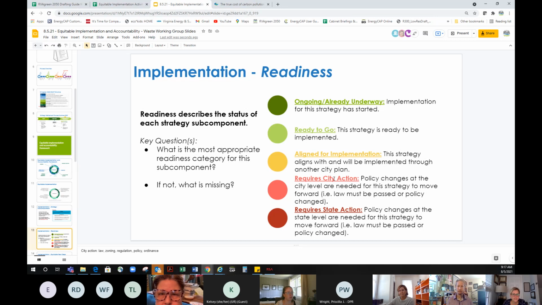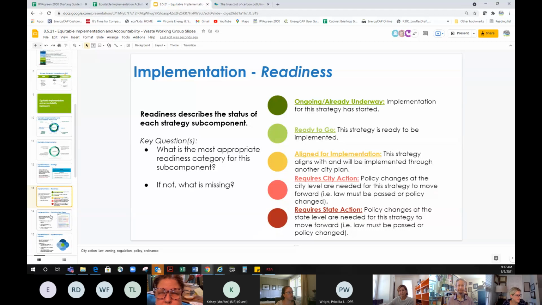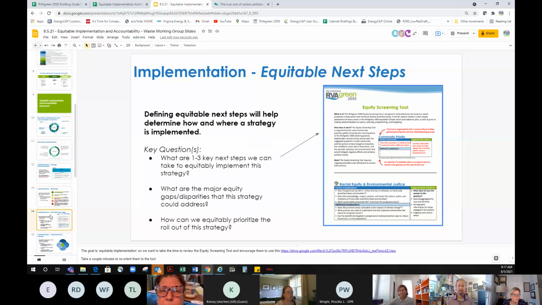So this is setting the strategy up for success, understanding where it is now and where it needs to go to get off the ground. So that's readiness, and that's a pretty quick conversation. And then we jump right into the equitable next steps.